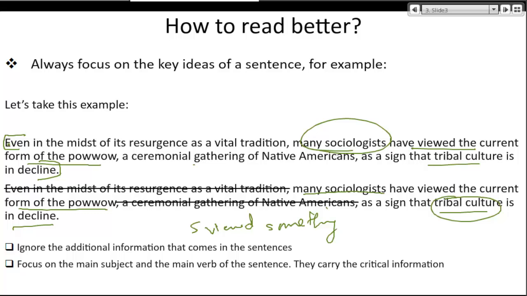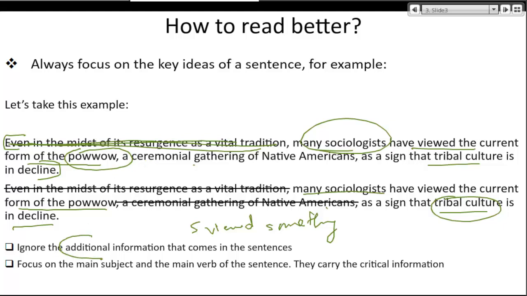This is basically the subordinate clause. You have to remove the subordinate clause. I have been repeating this all the time in my classes that you have to remove the subordinate clause from the sentences. So when I go to the subordinate clause, I kick them out. It's not required. So I remove this. Sociologists have viewed the current form of powwow, right? Okay, something. Yes, we need to cut down the modifiers because the more you get into the modifiers, the more time you will waste and you will come to nothing.